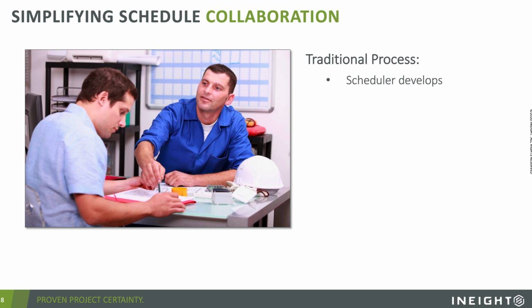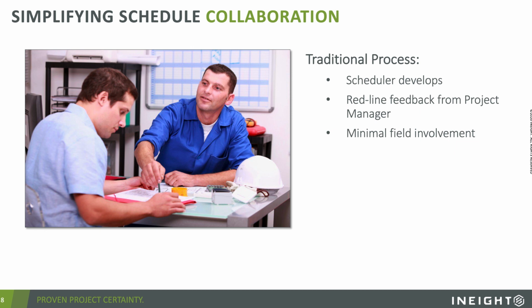But they put together that schedule and they print it out and they walk around the office or try to meet with key stakeholders from the project to get some feedback on that schedule. And they take a red pen, they mark it up, and they work through it. The problem happens though when those people aren't available, because usually your project teams are busy building projects, and the next upcoming project that team's not free yet. And so there's really minimal field involvement in that traditional process.